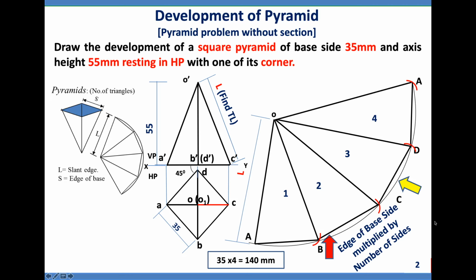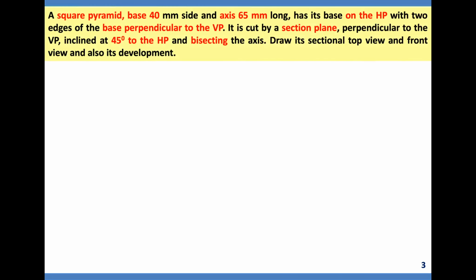Hope you understood the basic problem. With the knowledge of that, we'll move to a problem where we have introduced a section. A square pyramid, base 40 mm side and axis 65 mm long, has its base on the HP with two edges of the base perpendicular to the VP.